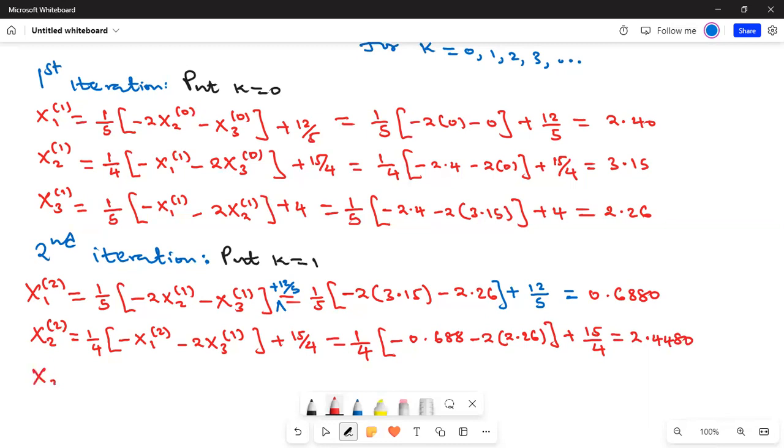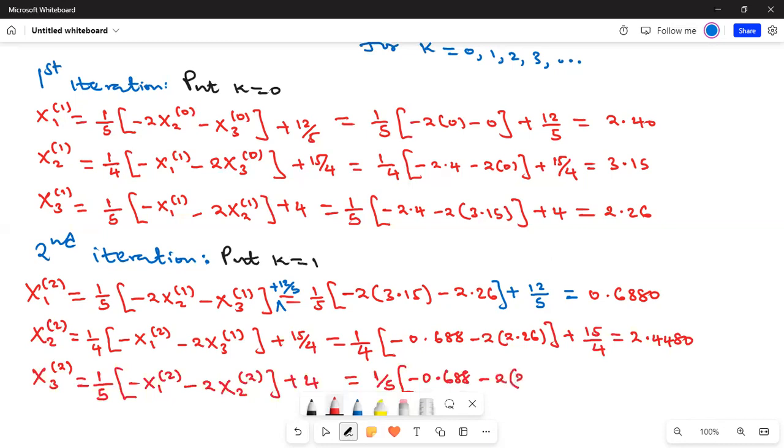X3 at level 2 is 1 over 5 negative x1 at level 2 minus 2x2 at level 2 plus 4, which is 1 over 5 negative 0.688 minus 2 times 2.448 plus 4, and that should give you 2.8832.